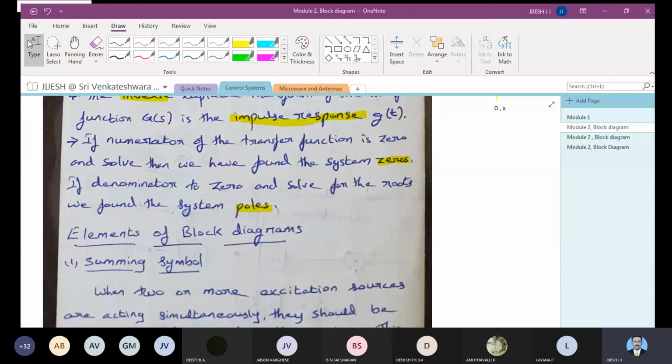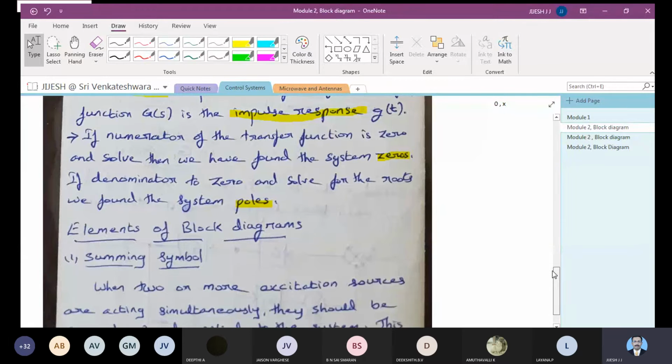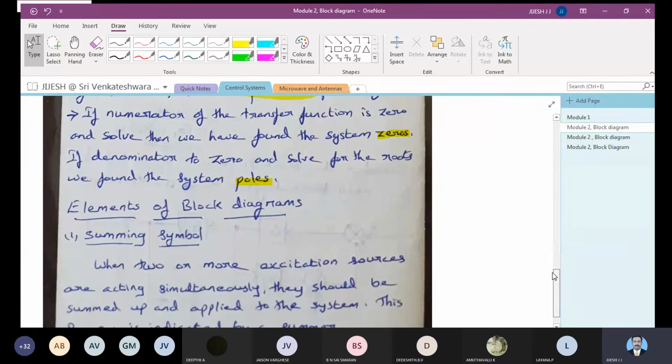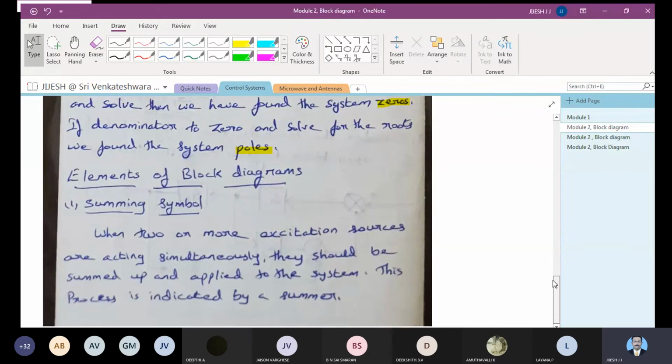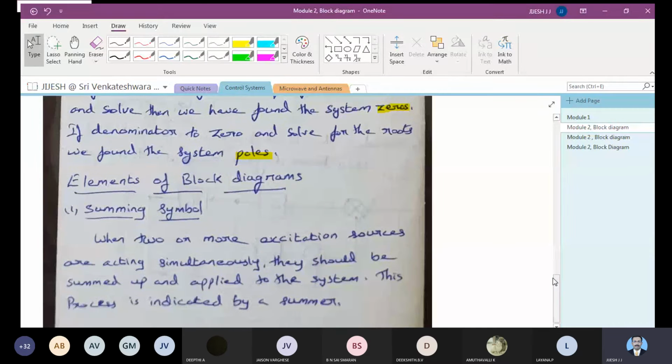So just write down elements of block diagram. All of you note down these things. Don't miss any point. First we'll be discussing the summing point, the summing symbol, and then the rest of the symbols. Here you know that in a summing symbol two terms are there, and you are taking the addition of those things. So the process of summing takes place.